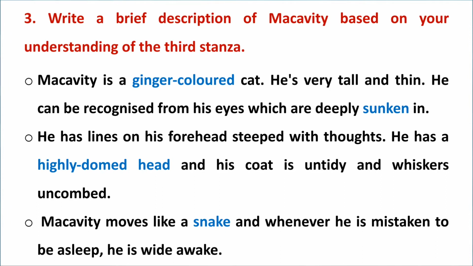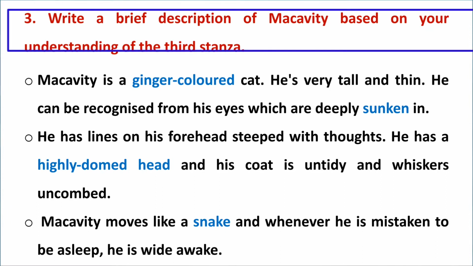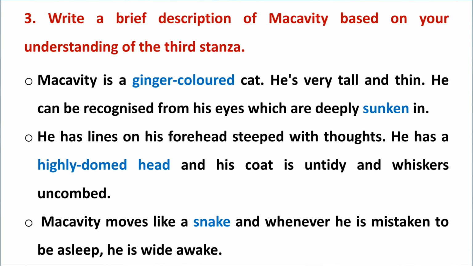Write a brief description of Mccavity based on your understanding of the third stanza. So in the third stanza, the physical features of the cat Mccavity are described by the poet. Let me begin with the first point. Mccavity is a ginger colored cat. The first point is about its color. Next, he is very tall and thin. He can be recognized from his eyes, which are deeply sunken in.